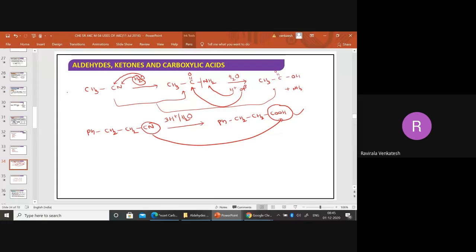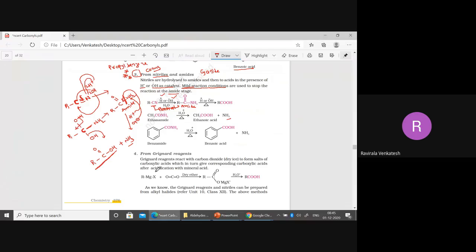In this way, you can write many examples. This is useful for you. What I have told you, two hydrogens to the nitrogen, one oxygen to the carbon, you keep like that here. You will get everything actually. But you need to practice more times, then only it will be easy for you.